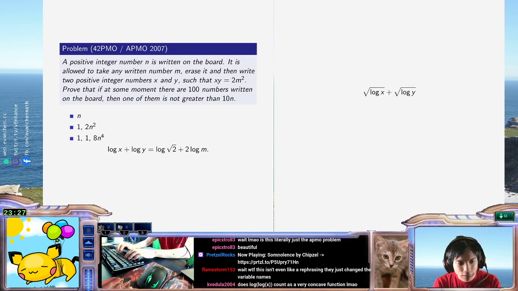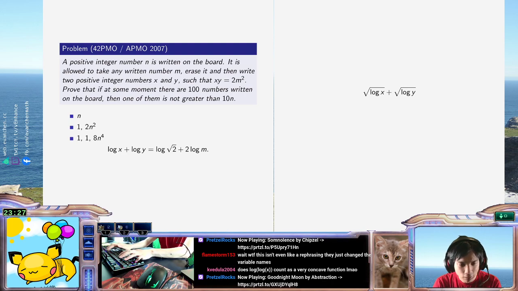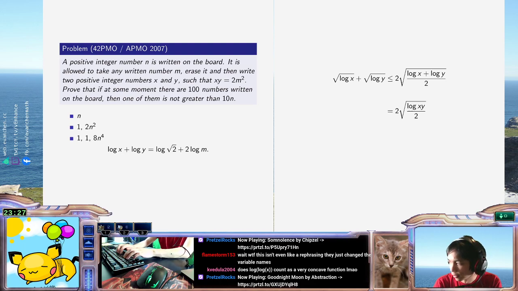So, what's the difference? This thing is less than or equal to, by QM or whatever, log x plus log y all over 2 times 2, which is equal to 2 times the... I don't know if this is going to work. If it works, I'm just going to laugh. And if it doesn't work, I don't know, end the stream. Log xy over 2, which is equal to... So log 2m squared. So it's like equal to 2 times... Oh no, but there's still a factor of 2.